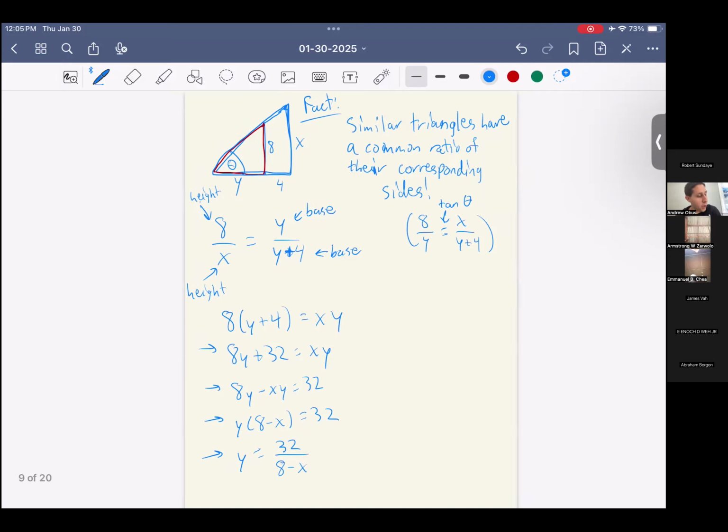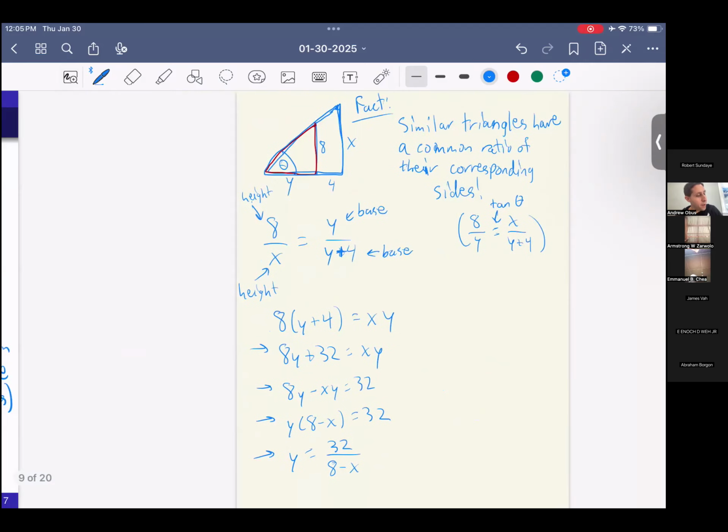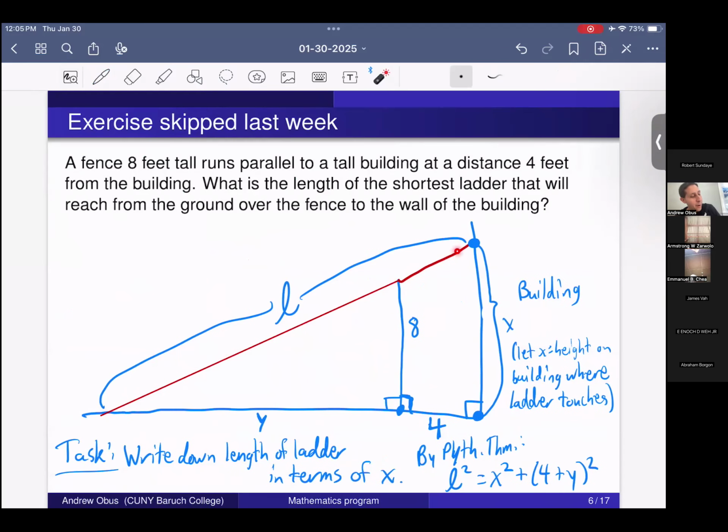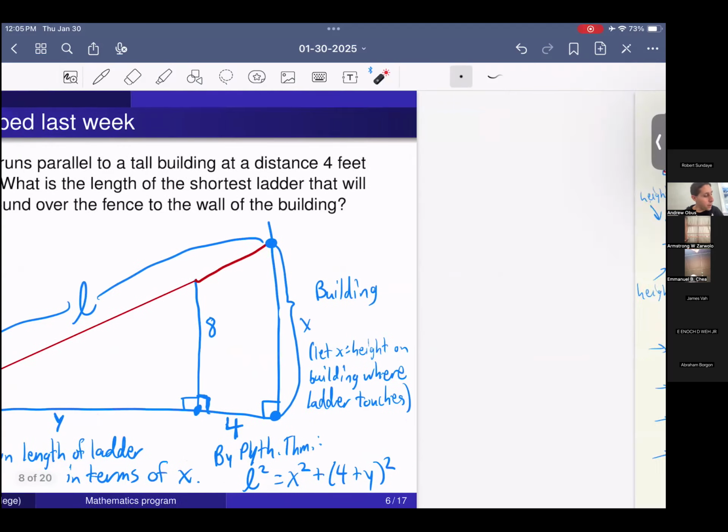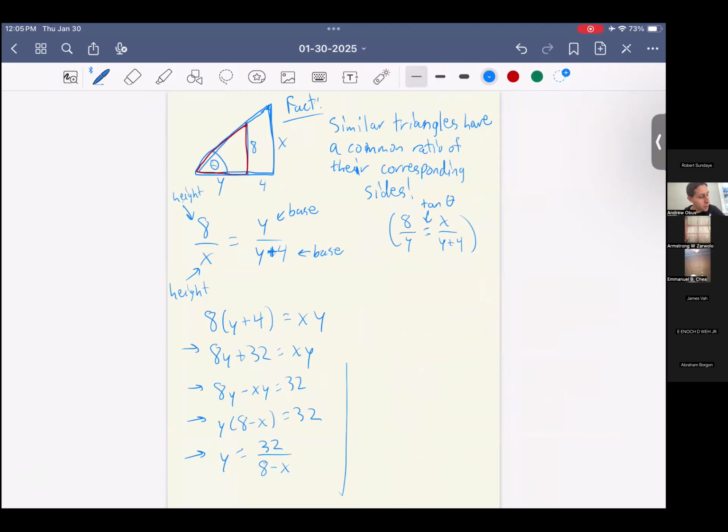Okay, so let's recall, what do we have? We're trying to find the length of a ladder, right? What's the shortest ladder that's going to go all the way? So in order to do that, we wrote that the length squared is equal to x squared plus 4 plus y squared. Okay? So the goal is to get everything in terms of only x. So instead of 4 plus y, we'll substitute our new expression for y. Okay, so maybe I'll do that over here.